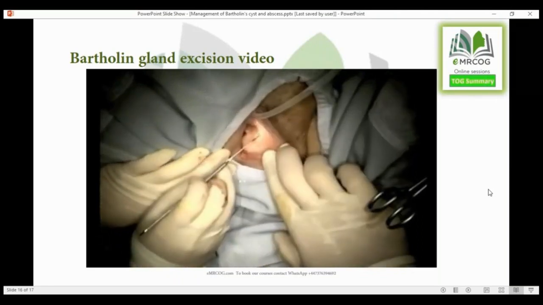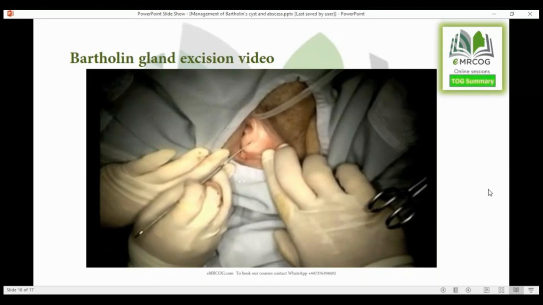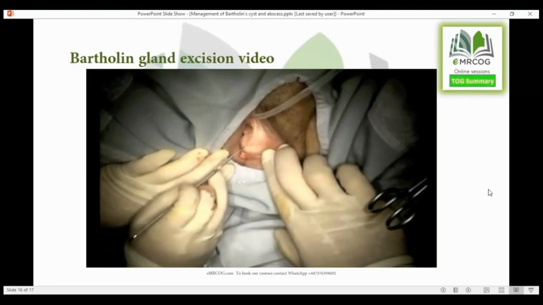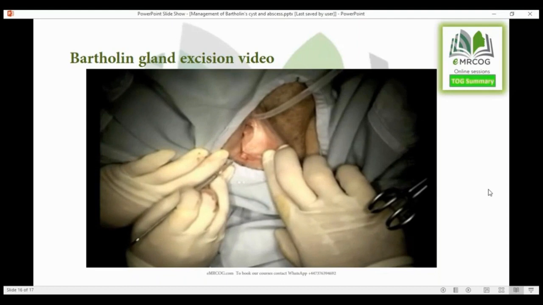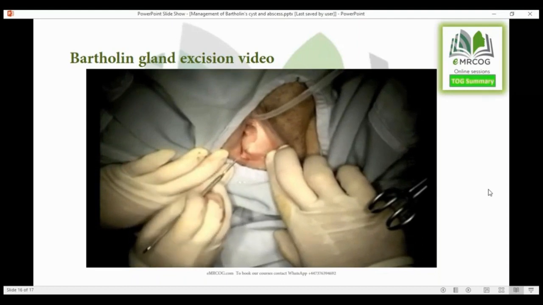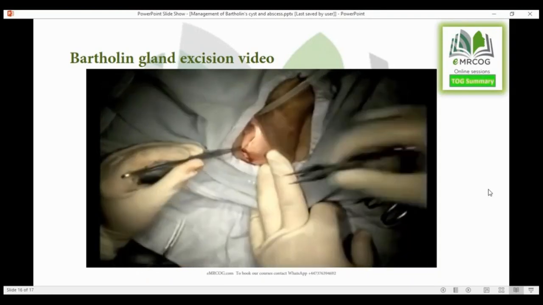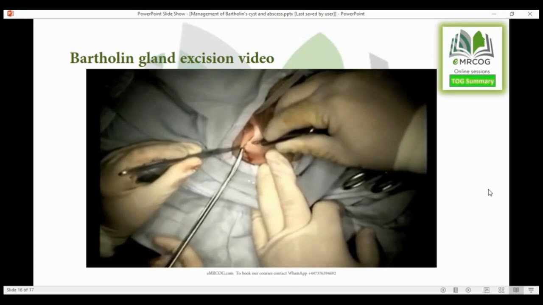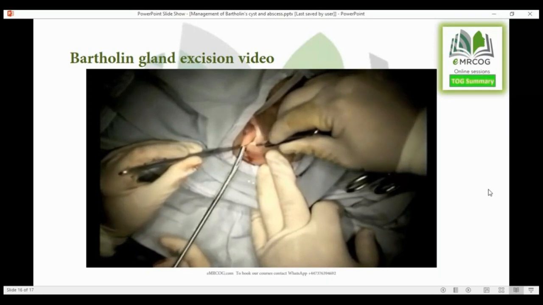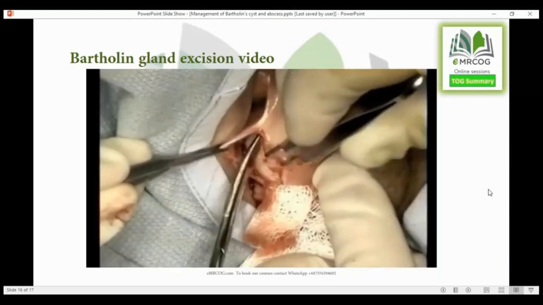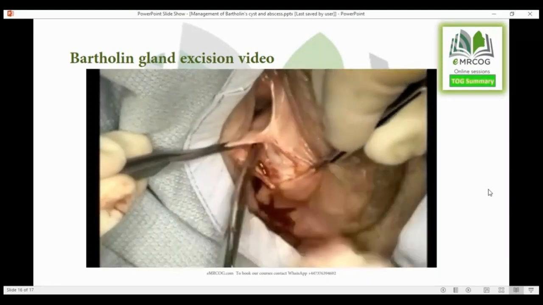Then we are going to do our opening, and we have to be very careful not to hurt the gland itself, because it will be very vascular. So dissection here is the key for a perfect Bartholin gland excision. Careful dissection is your key to a successful operation.